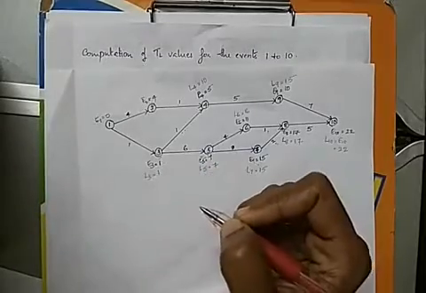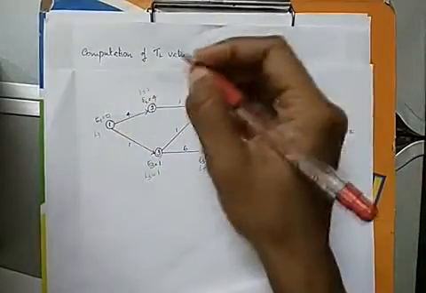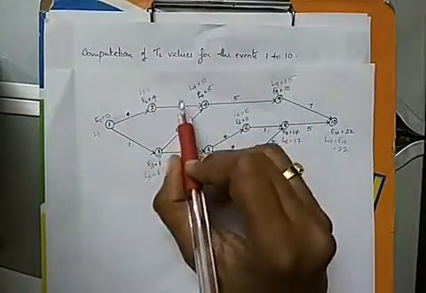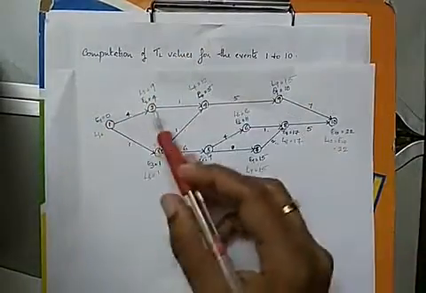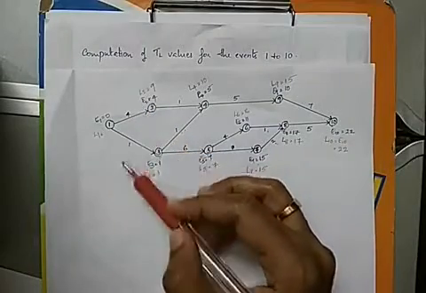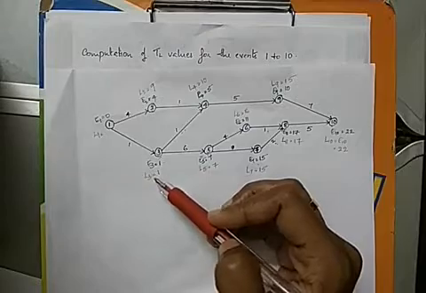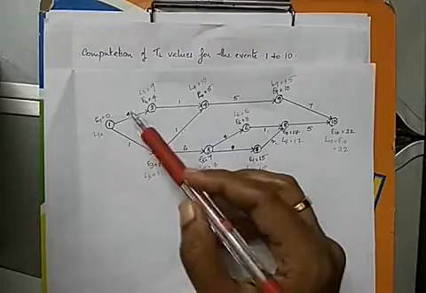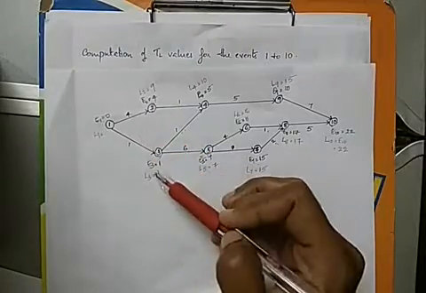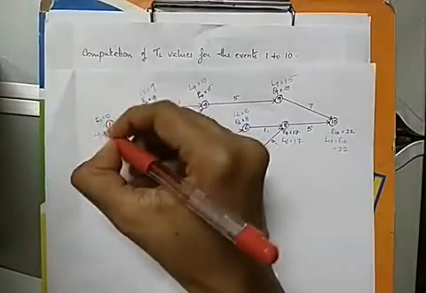So L3 is 1. Now to find L2, L2 is L4 minus 1. 10 minus 1, we get 9. In the case of L1, we have two paths, so we take the minimum of L2 minus 4 and L3 minus 1. That is 9 minus 4 and 1 minus 1. So 9 minus 4 is 5 and 1 minus 1 is 0. The minimum of 5 and 0 is 0.